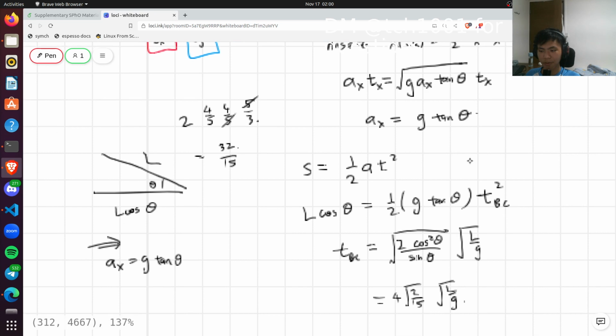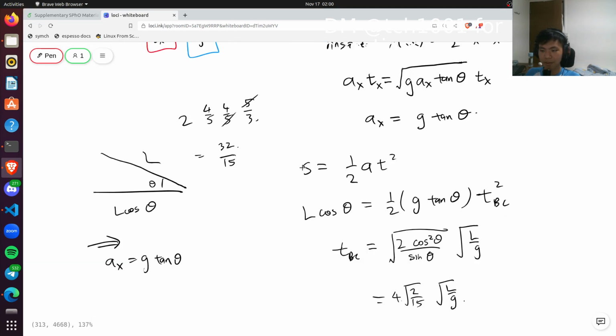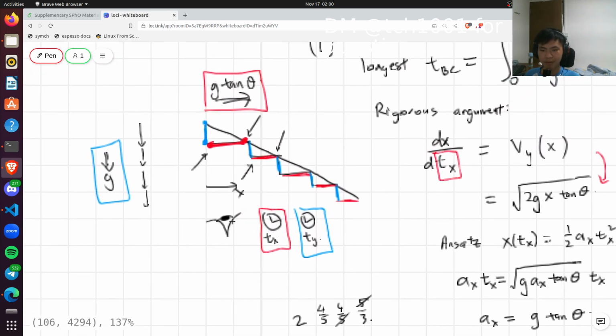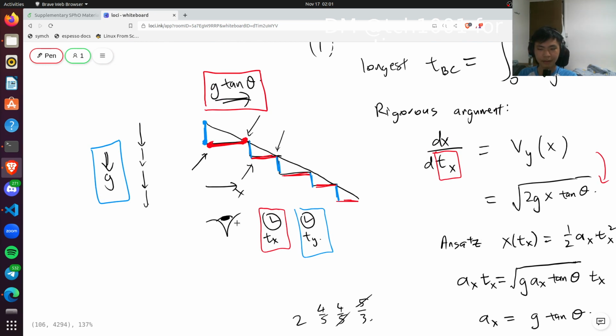And what do we know after that? We can just use x equals half a t squared to get the following answer. So we get back the same 4 square root 2 over 15, the same factor as before, but you can see that this is a conceptual change.